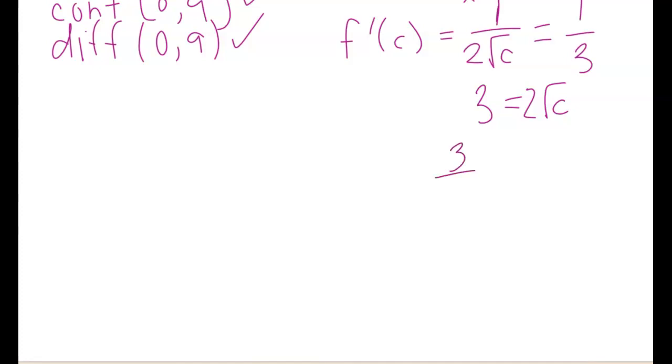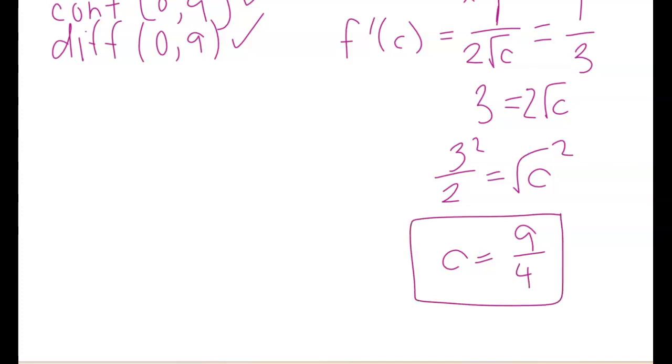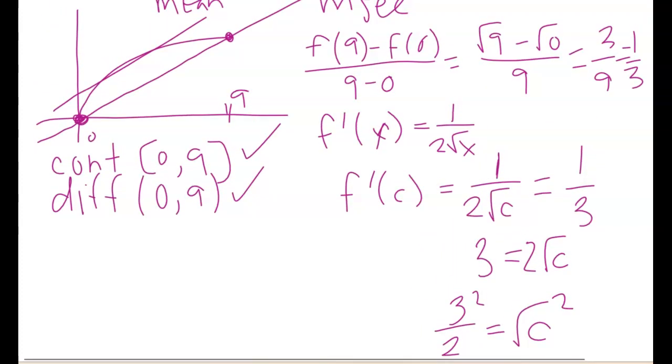If I divide by 2 and then square both sides, I get that c must be 9/4. And so at 9/4, at 2 and 1/4, wherever that is, if this is 4.5, I don't know, somewhere in here. Well, that makes sense, right? At 2 and 1/4, the slope of the tangent line will be the same as the slope of the secant line between the two endpoints. And that is the mean value theorem.